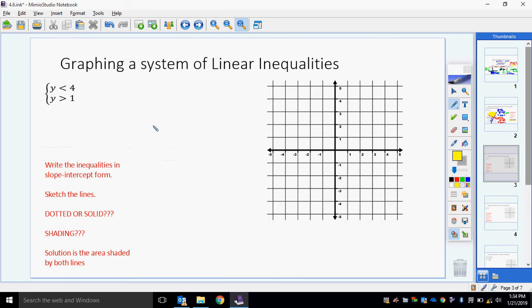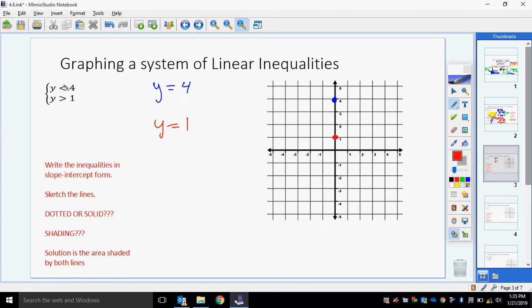Let's look at another one. Y is less than 4 and y is greater than 1. Believe it or not, these are actually lines. Remember when we had y is equal to 4? That would have been hitting the y-axis at 4, and it's a horizontal line. Same thing with y equals 1. That's going to be hitting the y-axis at 1, and it's a horizontal line.